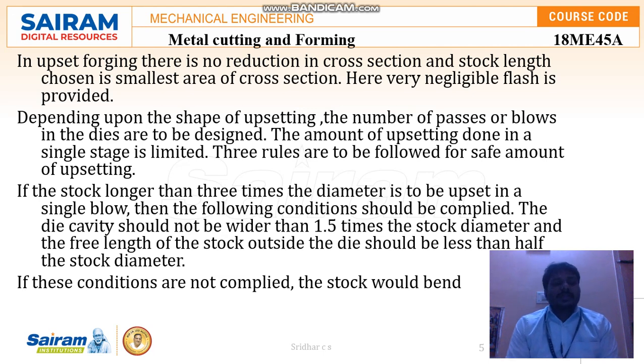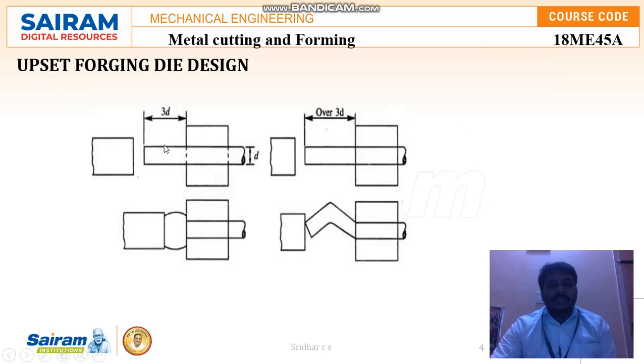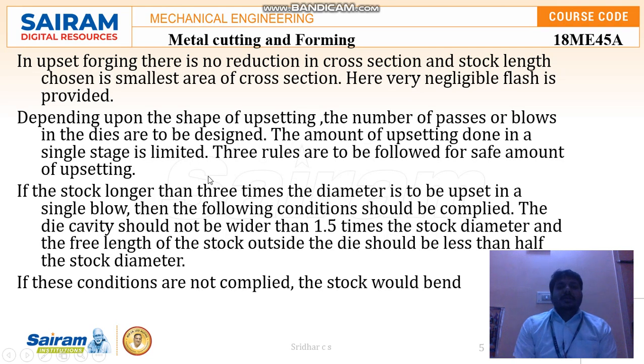So in upset forging, there is no reduction in cross section, and the stock length is chosen at the smallest area of cross section. You can see there is no reduction in the length, only the cross section will vary in this upset forging die design. And the chosen stock is the smallest portion of the cross section, and here only a very negligible flash is provided.